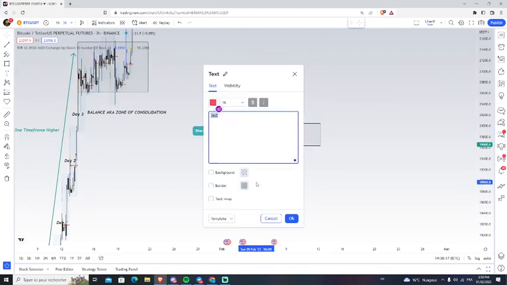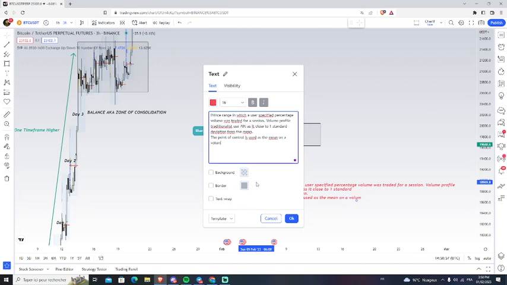This is the value. The value area is the price range in which a user specified percentage of volume was traded for a session. Traditionalists use 70% as it is close to one standard deviation from the mean. The point of control is used as the mean on a volume profile.